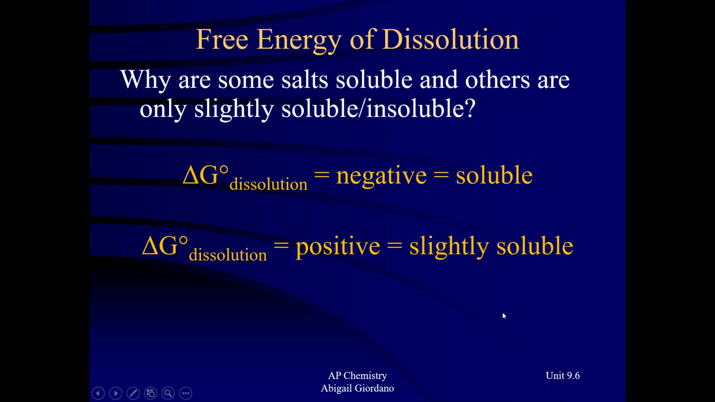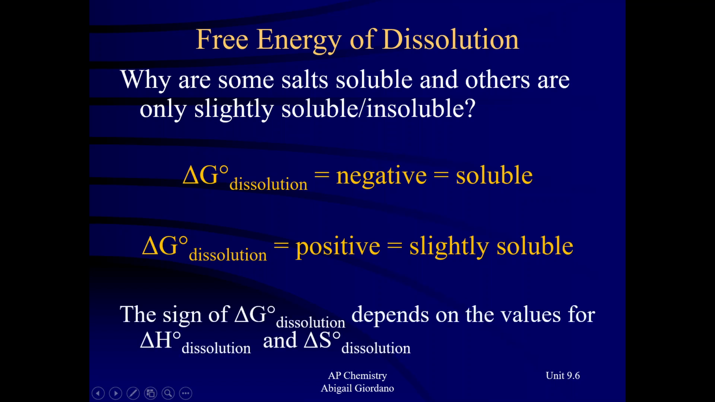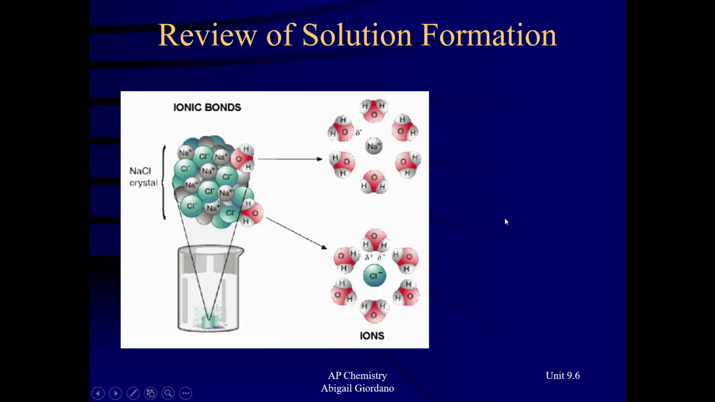We're going to do a little bit of review from Unit 3, but whether a delta G of dissolution is negative or positive is really down to what's going on with the change in enthalpy and the change in entropy. So we're going to look at each one of those individually. Let's start just reviewing. Back from Unit 3, I used this same image.